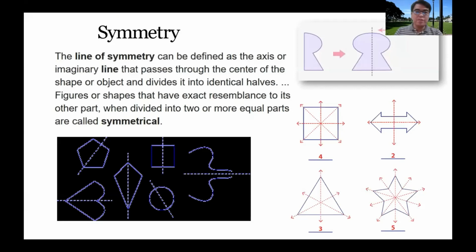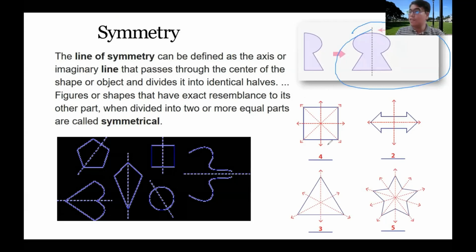The line of symmetry can be defined as the axis or imaginary line that passes through the center of the shape or object and divides it into identical halves. As we can see, the figure on the upper right corner shows a figure which has one line of symmetry that could divide the entire figure into two.